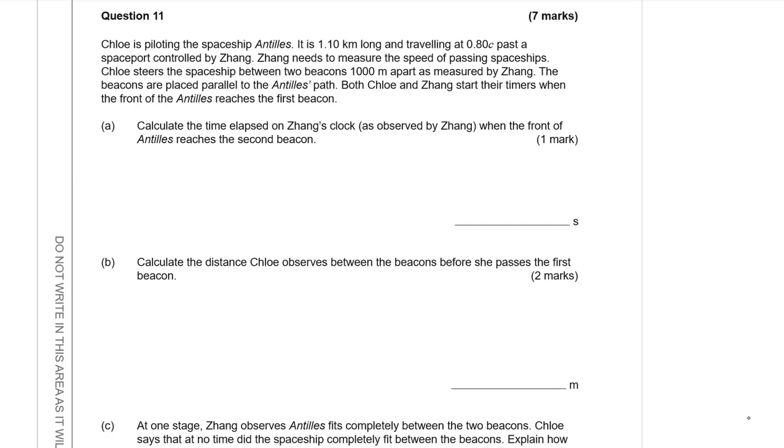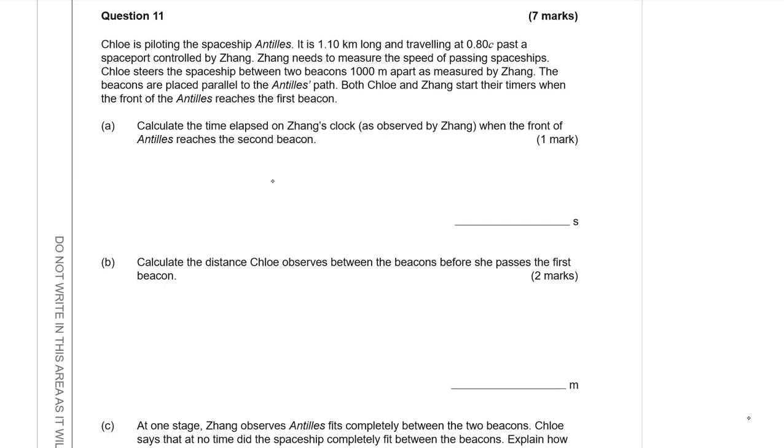Okay, so question 11 is the last question of the short answer section. You've got Chloe, who's in a spaceship, and she's passing by a spaceport where you have Zhang. Zhang is measuring the time taken for Chloe to get between 2 beacons, and he'll be working out the velocity from that. So part A is asking how long will it take, according to Zhang, for the spaceship traveling at 0.8 c to go between the 2 beacons.